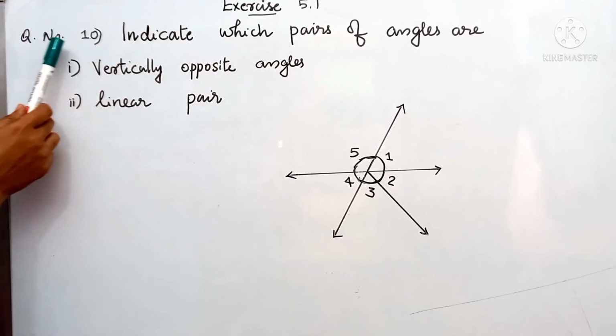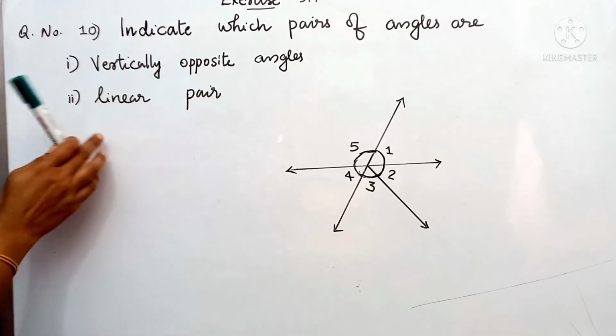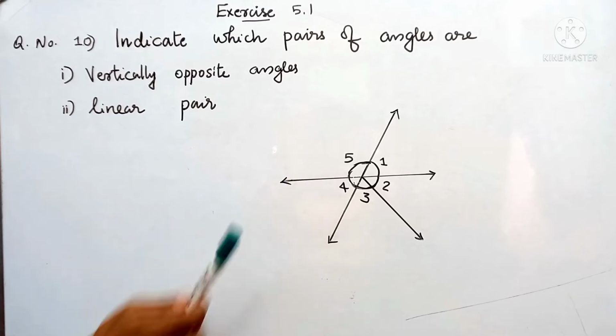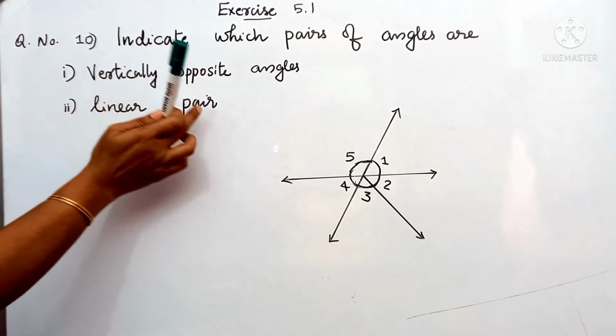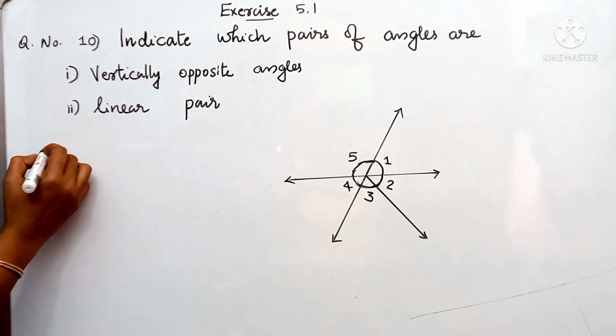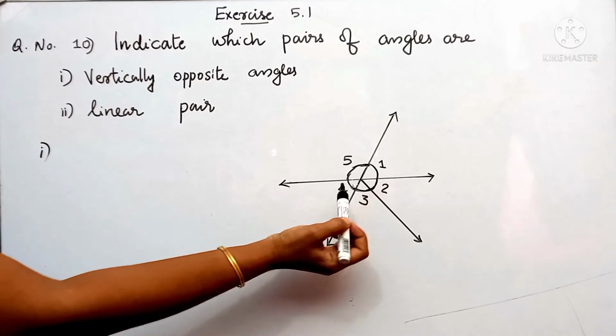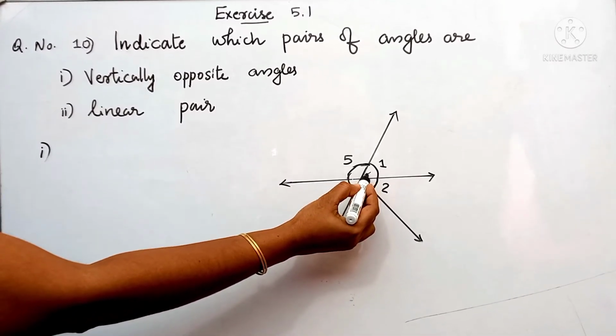Exercise 5.1, question number 10. Indicate which pairs of angles are vertically opposite angles and linear pairs. Here the figure is given. We have to find the vertically opposite angles and linear pairs. And here we can see the first one, vertically opposite angles. Observe this figure. Vertically opposite angles means whenever we draw a line like this.